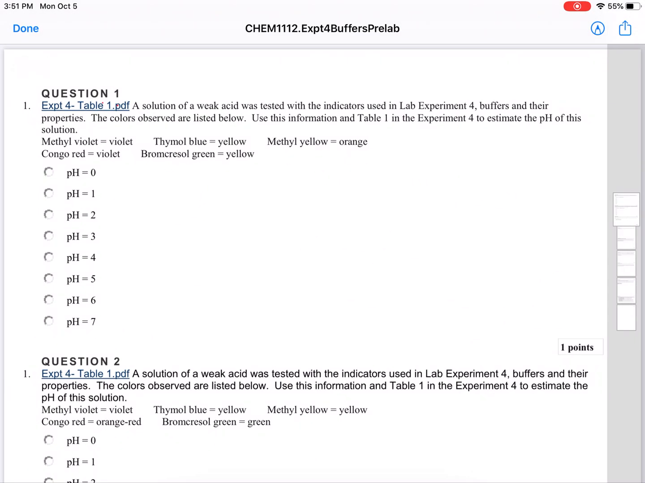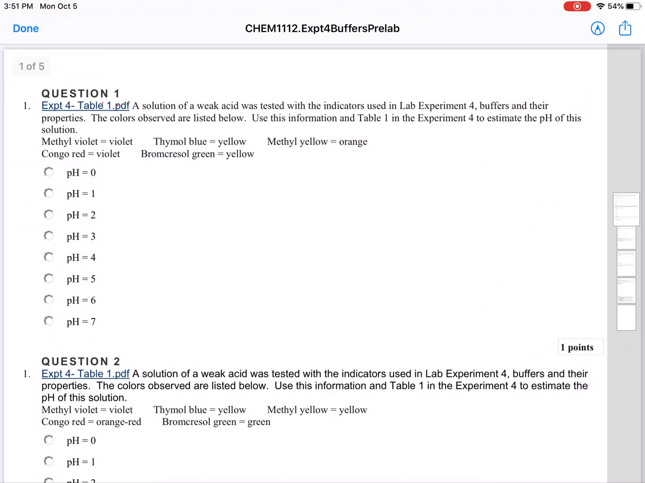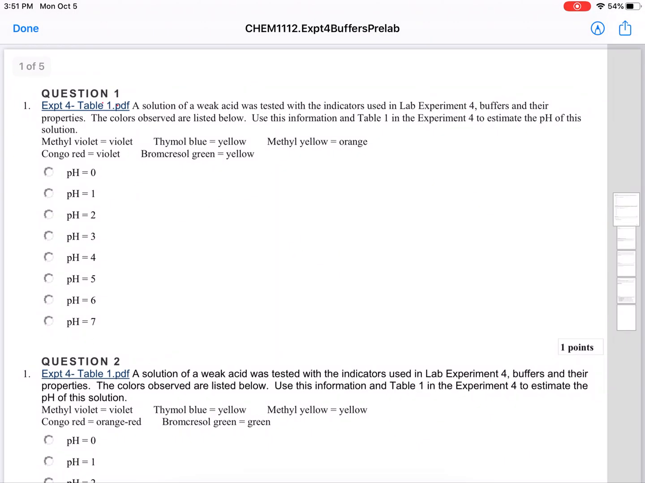Methyl yellow, it's orange in color. Methyl yellow, red would be pH 2, yellow would be pH 4. It is orange in color. If it is orange in color, where do you think the pH lies? Between red and yellow, so the solution is pH 3, right? What's the next one? Congo red, violet, bromocresol green, yellow.